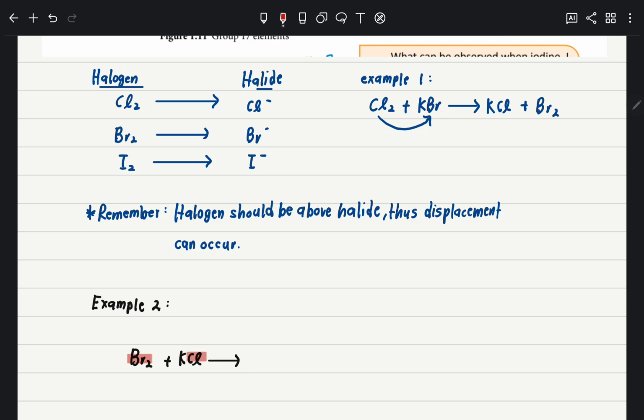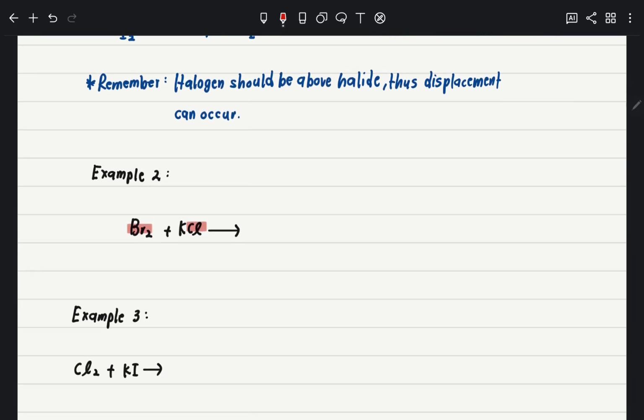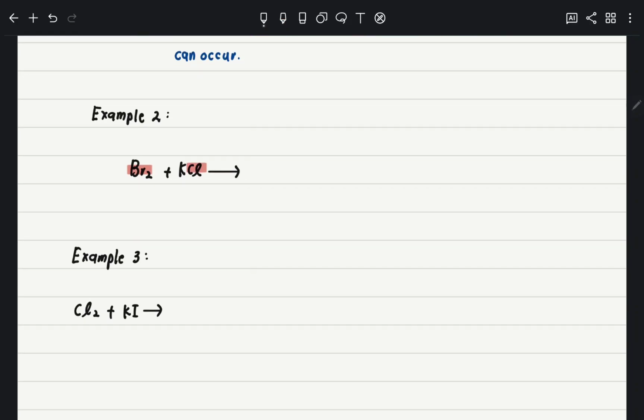Now my halogen is below my halide, yes or no? So you think can occur or cannot? Cannot occur, yes, correct. So no reaction. Done. That's the answer, that's the only answer. Just a very simple concept.